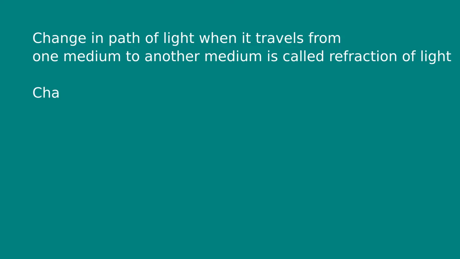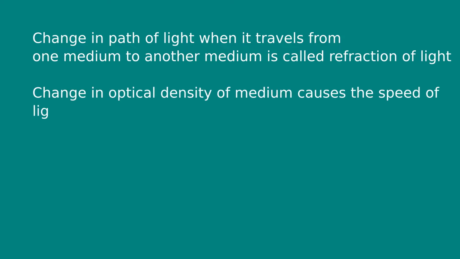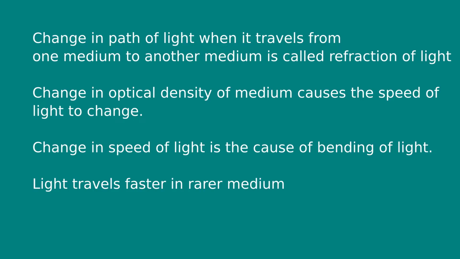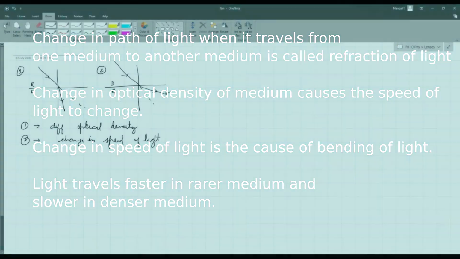Why does refraction take place? That is called the cause of refraction. So again, I'm repeating, refraction means a ray of light going from one medium to another bends. That is called refraction. The cause of refraction of light is the change in speed of light when it goes from one medium to another.